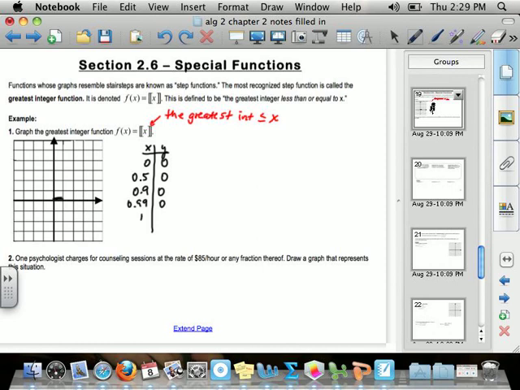But then all of a sudden we get to 1. The greatest integer less than or equal to 1 is what? 1. And then you can continue. 1.5 would be 1. You're always rounding down to 1. So then we have this horizontal line there. Do you guys see where I'm drawing? I'll draw it in red.